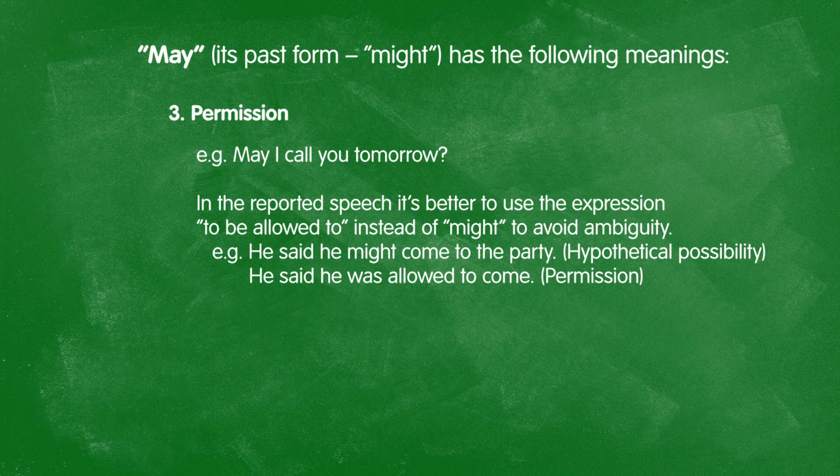Let's look at a couple examples to see how this really works. I can say, for example, he said he might come to the party, but as a native speaker, I can tell you that I understand this as him saying that it is possible, not that he has permission. However, if he tells me he was allowed to come to the party, in this case, I know that he has permission from his parents, from his wife, from his roommate even.